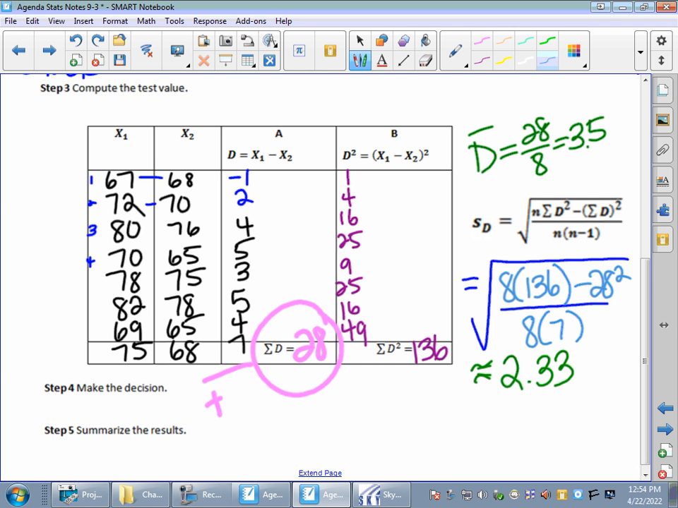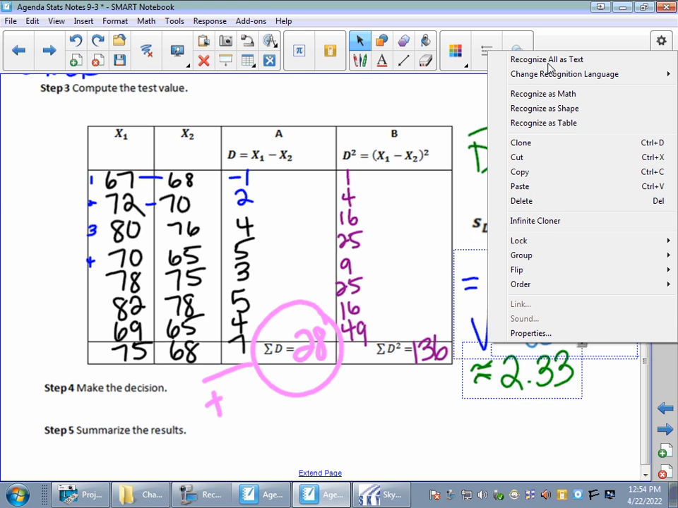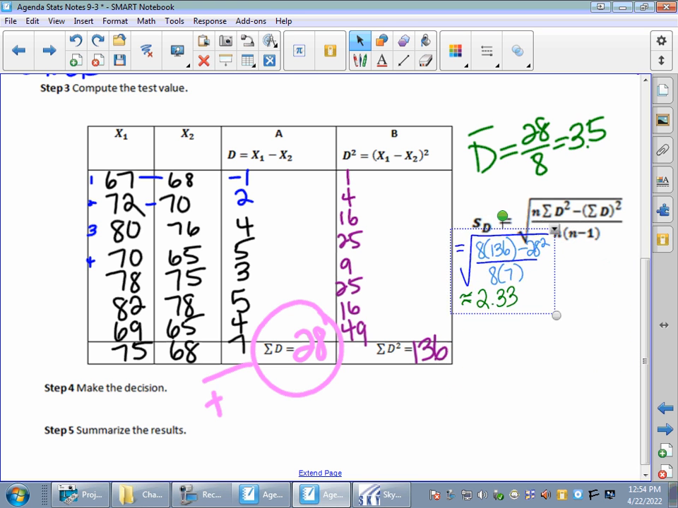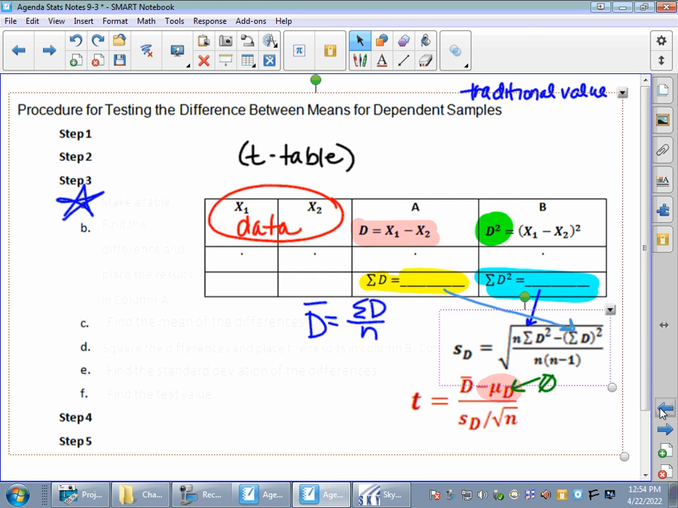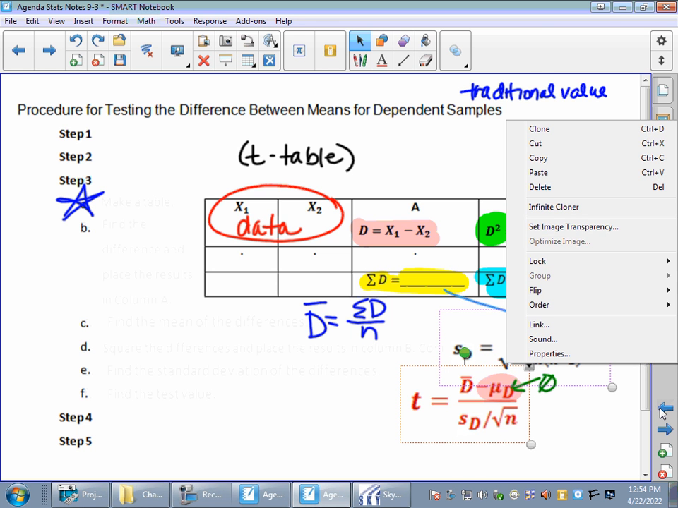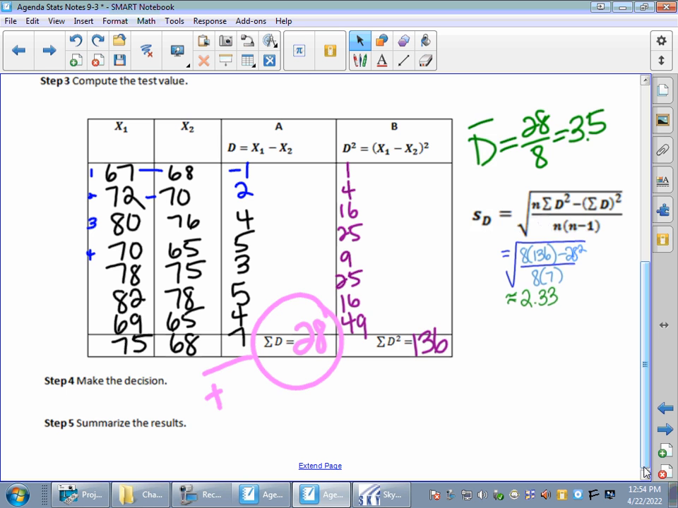Okay, here's the thing. We're not done yet, because we still haven't found our test value. We found all the bits and pieces that we need to do our test value, but we still haven't completed it. So one last formula I'm going to grab, because I don't have it on the same page. Not sure if you do. Don't you wish you could just copy and paste things like that?